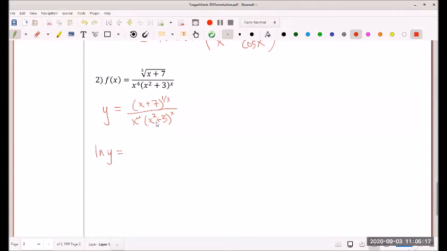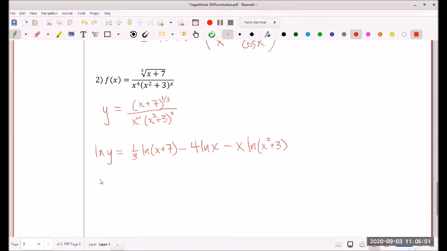Again, using the product rule for logarithms, the quotient rule and the power rule, this is going to be 1/3 times the natural log of x plus 7 minus 4 times the natural log of x minus, we'll have a plus in here, but the minus sign from the quotient rule will distribute. So I'll have a minus x, that power comes out in front, times the natural log of x squared plus 3. Okay, so I skipped a few steps there. Hopefully you can follow along.